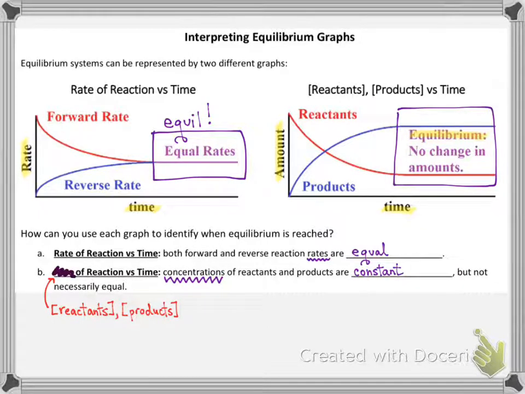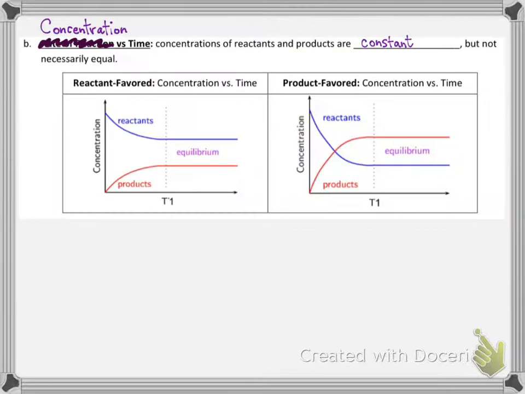Sorry about that. You can actually identify if you have a reactant or a product-favored reaction just by looking at the concentration versus time graph. In a reactant-favored reaction, at equilibrium, the concentration of reactants will be higher than those of products. And if it's product-favored, well, it'll be the other way around.